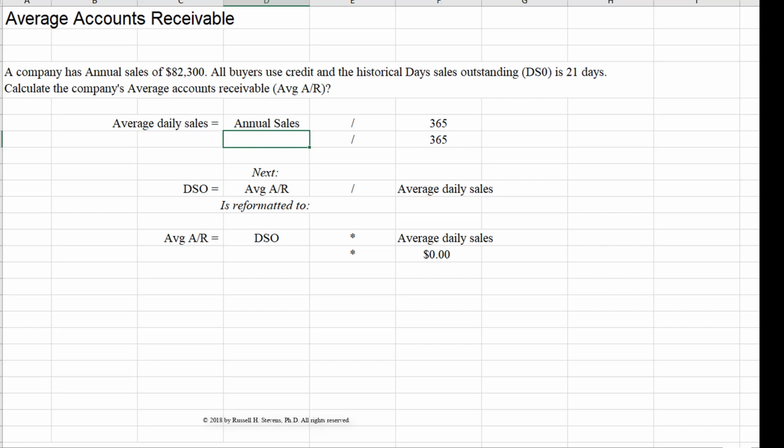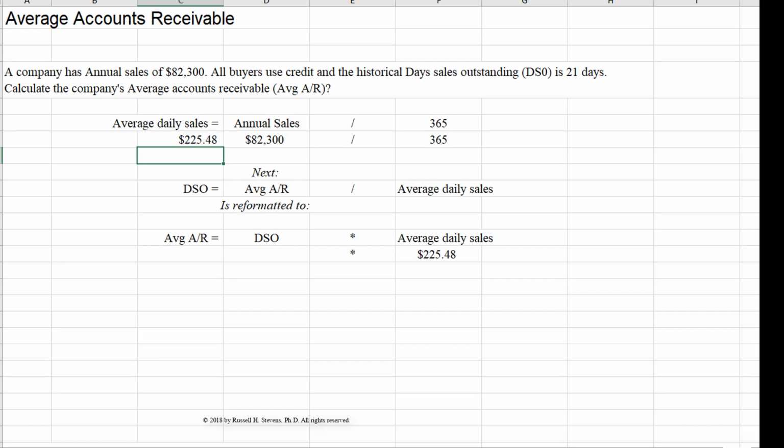Highlight the workbook cell directly under annual sales and enter 82,300. Since the 365 has already been entered, highlight the workbook cell directly under average daily sales, highlight the 82,300, type in a slash denoting division, highlight the 365, and press Enter.